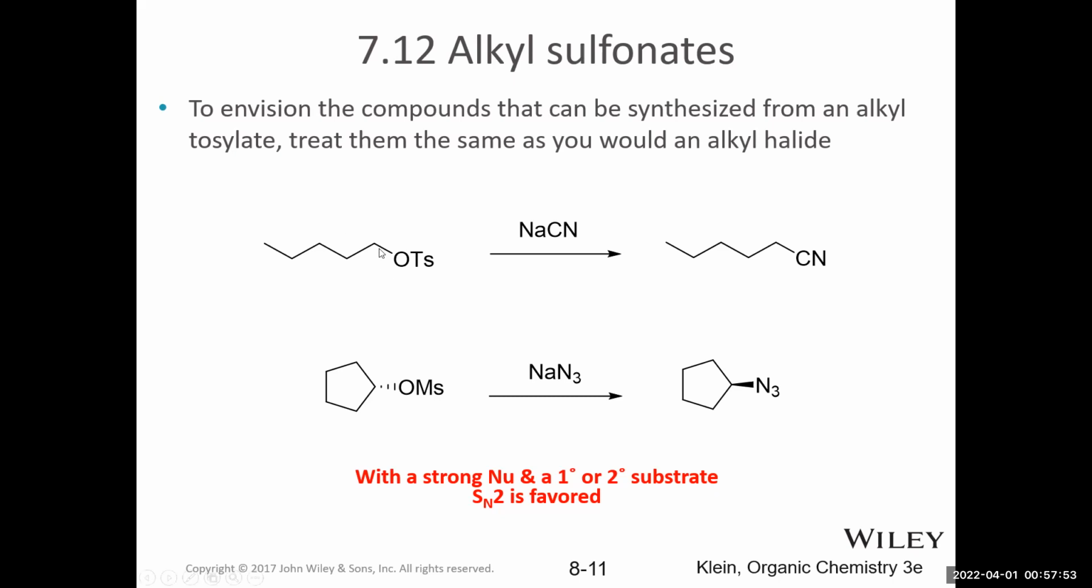Recall though that the substrates do need to be unhindered. So methyl would be best. None of these are methyl though. This is a primary substrate because this alpha carbon only has one carbon attached. This is actually a secondary substrate. Secondary substrates can go either way. Sometimes they react well in SN2 reactions and sometimes they don't, and it can depend on other factors, such as the reagent that's used.